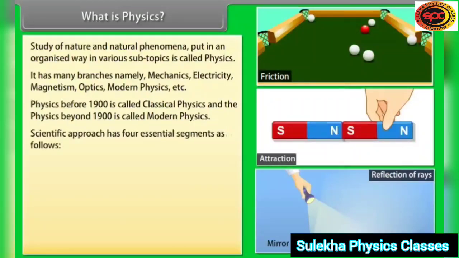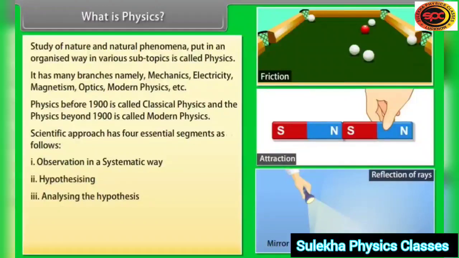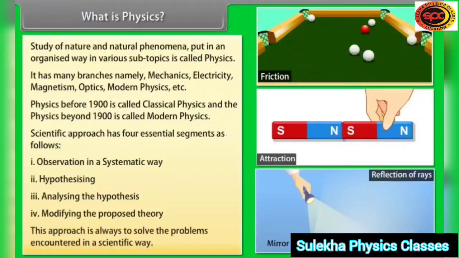The scientific approach has four essential segments as follows. Number 1. Observation in a systematic way. Number 2. Hypothesizing. Number 3. Analyzing the hypothesis. Number 4. Modifying the proposed theory. This approach is always used to solve the problems encountered in a scientific way.